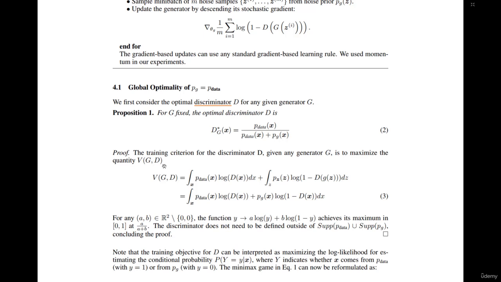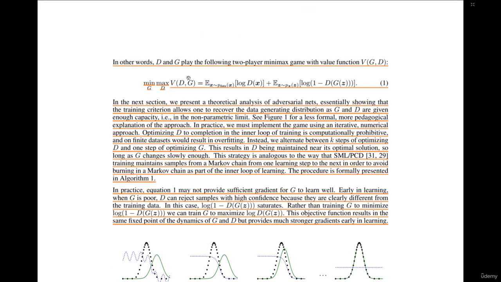We recall that the training criterion for the discriminator D, given any generator G, is to maximize this quantity V(G, D). This quantity has been defined already, so we have V(D, G) right here defined as such. We've seen this already, and from the expectation formula we could transform this into an integral. We recall that the expectation of x equals the integral of x f of x.